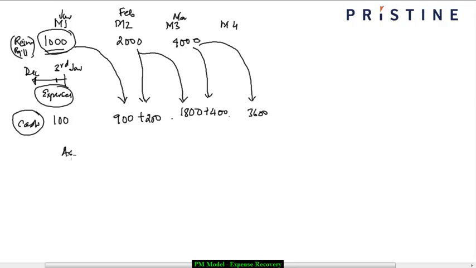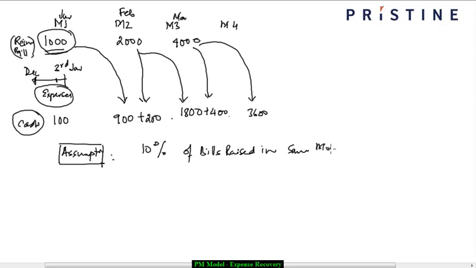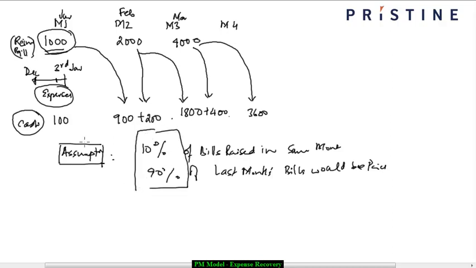So what I'm assuming, again, this is an assumption that we make, you can change this assumption later on, that 10% of the bills raised in the same month and 90% of last month's bill would be paid. Is that okay? So that's an assumption that we have as far as reimbursement of your expenses is concerned.